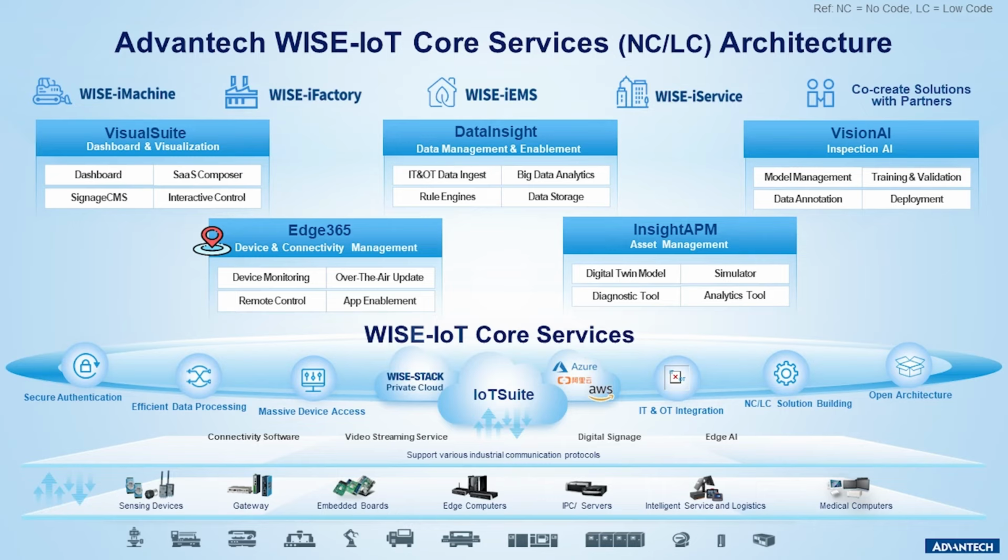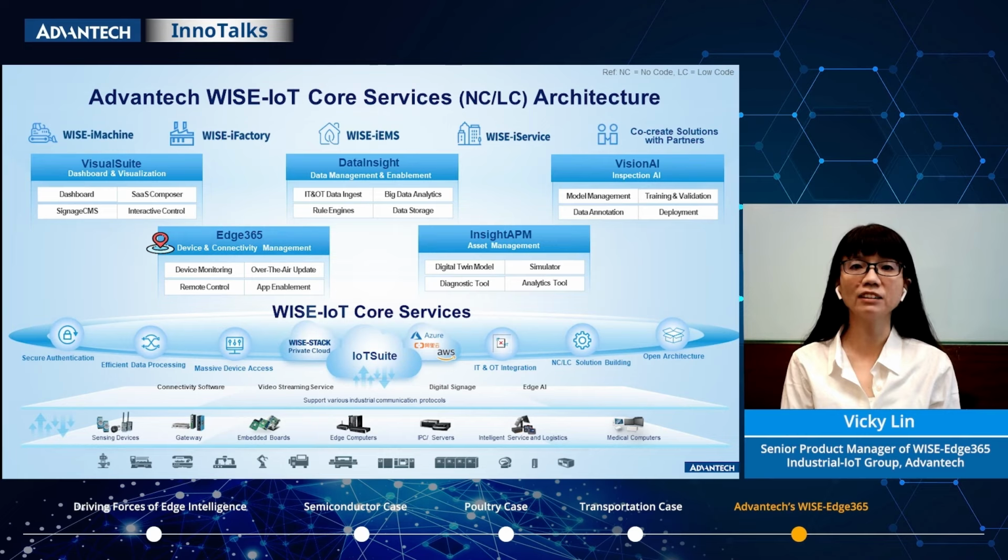As the slide shows, this is the Advantech WISE-IoT core service architecture, and H365 is part of the core. H365 is designed to provide operational insight from the edge to the cloud with no code and low code. It allows you to more easily and securely connect, manage, and collect massive IoT data, as well as process and visualize data in real time. Through a comprehensive set of developer toolkits, H365 simplifies the development of IoT solutions, allowing you to dedicate resources to your area of expertise.